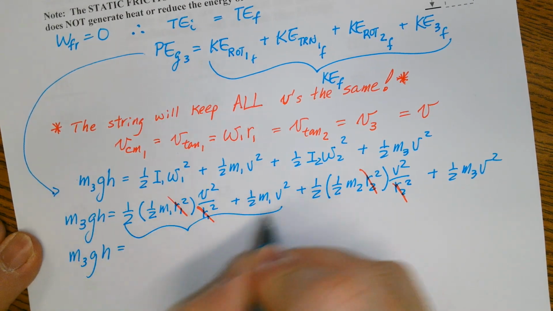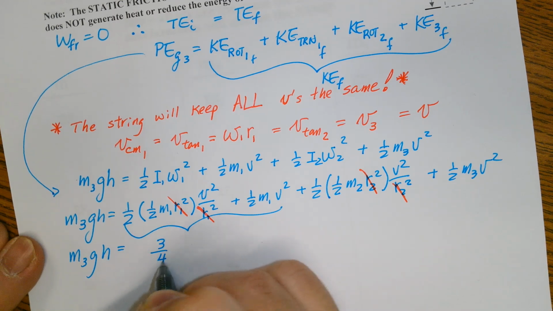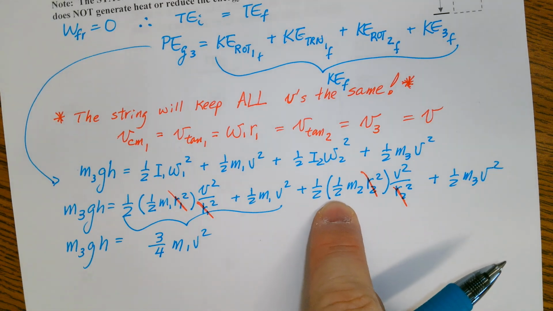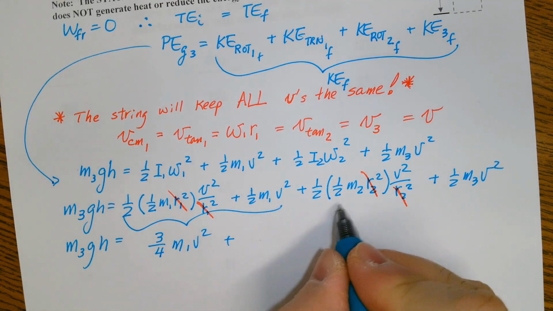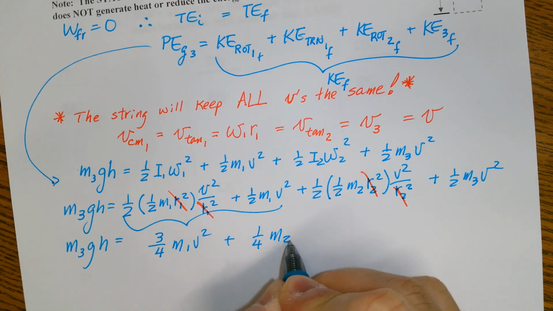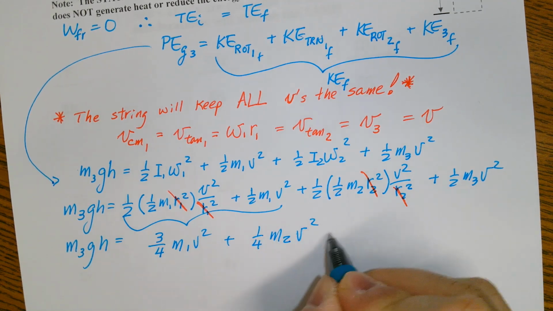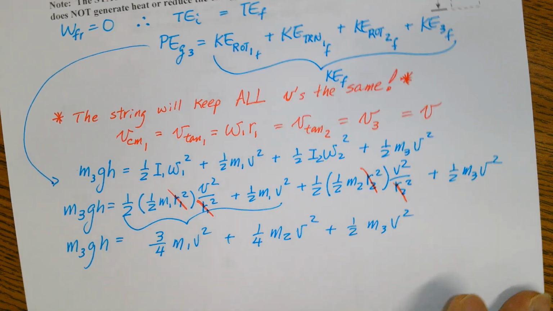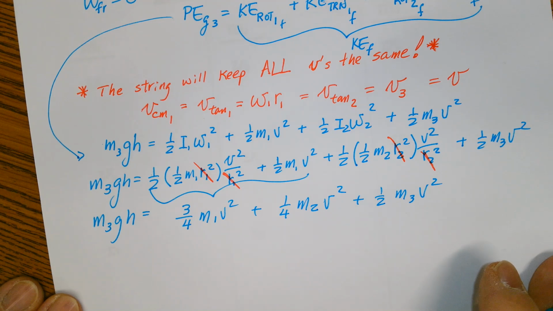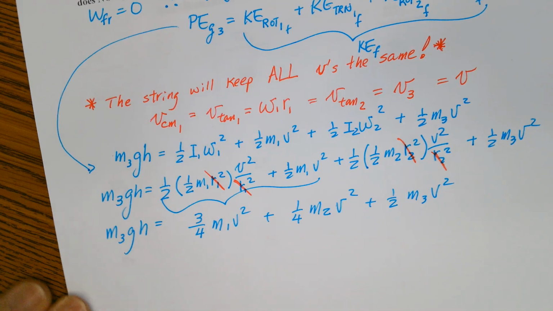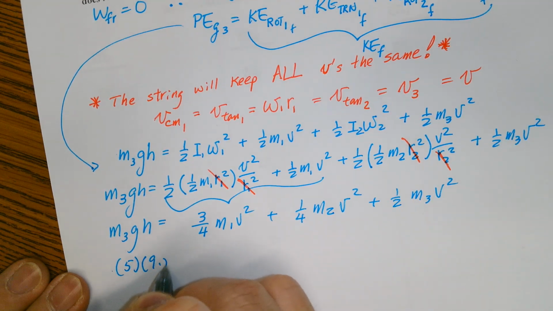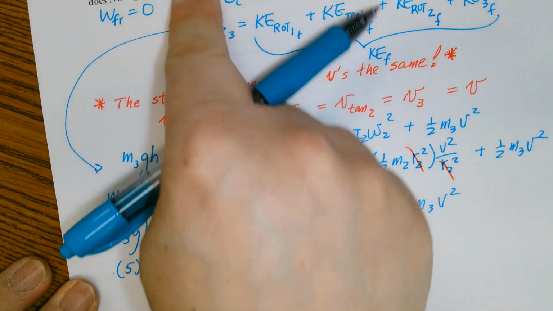So this looks like 3/4 M1 V squared. Here I have 1/4 M2 V squared plus 1/2 M3 V squared. Now we can plug in some values. M3, 5 kilograms. G, 9.8. H, 0.245.